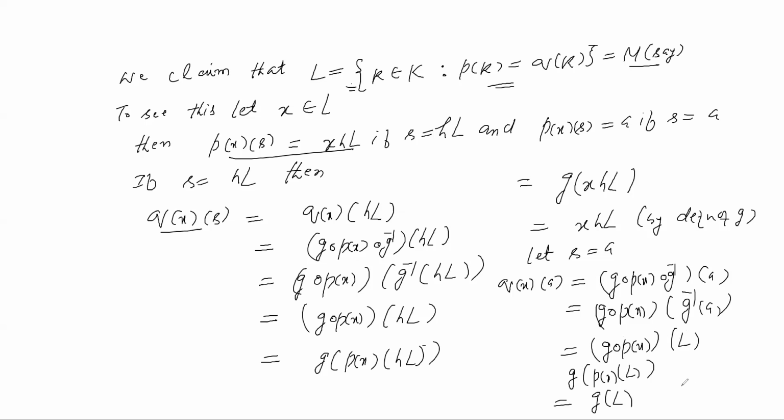Now G of L is what? G of L is A. So in this case we are also through. Thus P_X is the same as Q_X. Therefore X belongs to this set. This set is M. So X belongs to M. So this means L is contained in M.